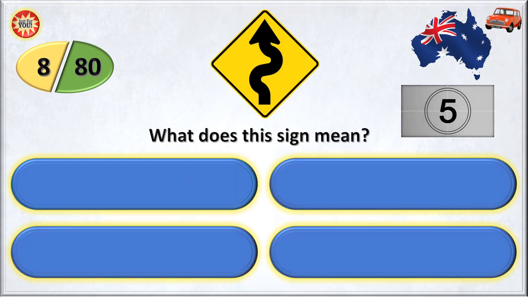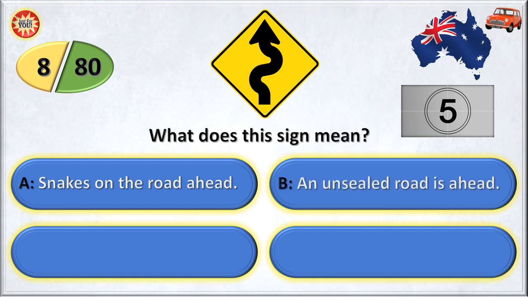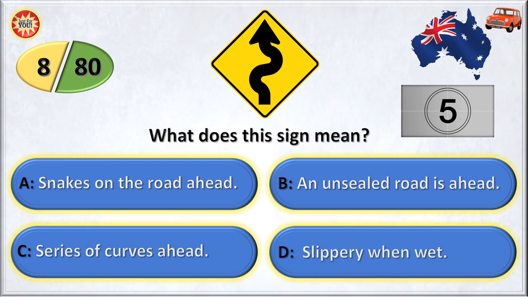What does this sign mean? Snakes on the road ahead. An unsealed road is ahead. Series of curves ahead. Slippery when wet. Series of curves ahead.